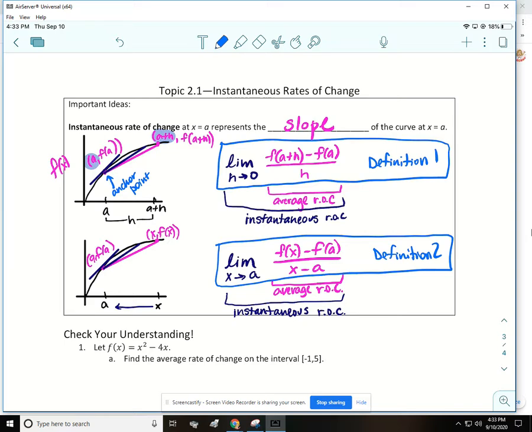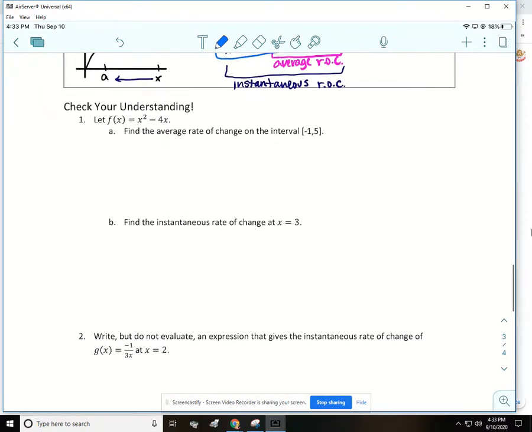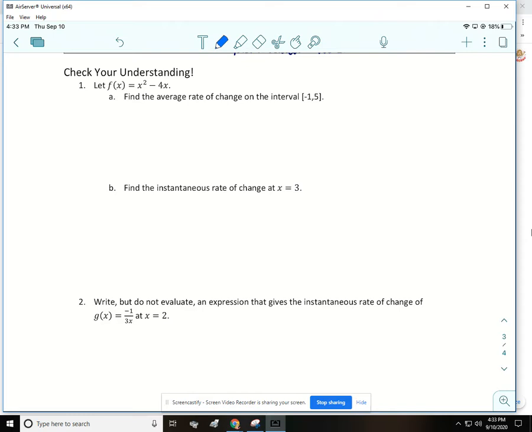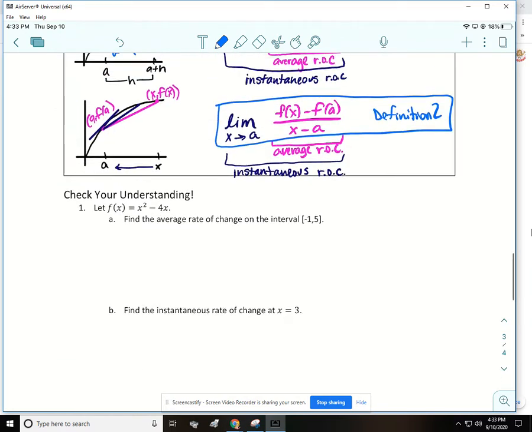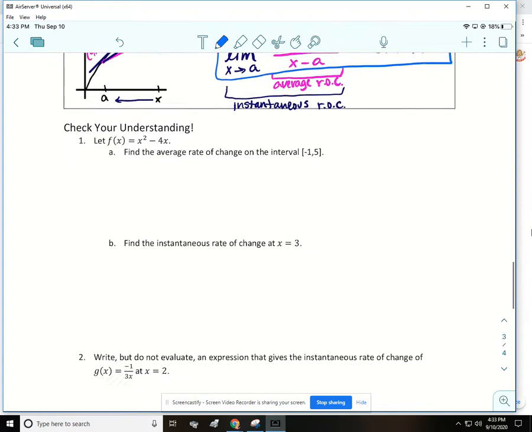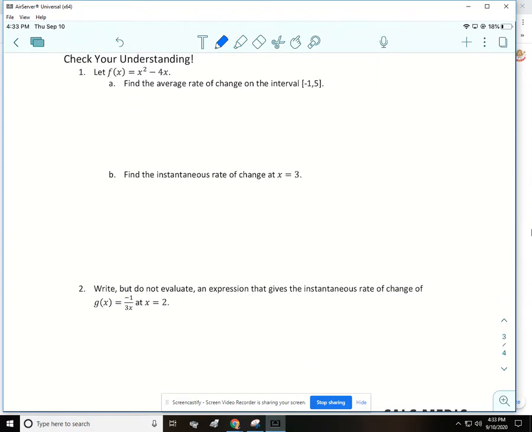So on the first check for understanding, we have a function f of x equals x squared minus 4x. I'll pause it and write it down if you need to. All right, and we're going to find the average rate of change on the interval from -1 to 5. So for average rate of change, we do what we wrote in pink. We find f of 5, subtract f of -1 from it, and then in the denominator, subtract 5 minus -1.